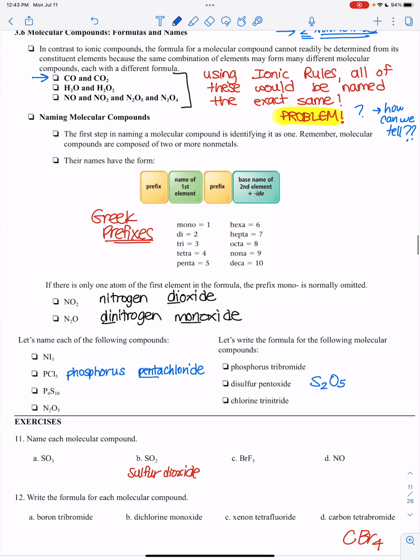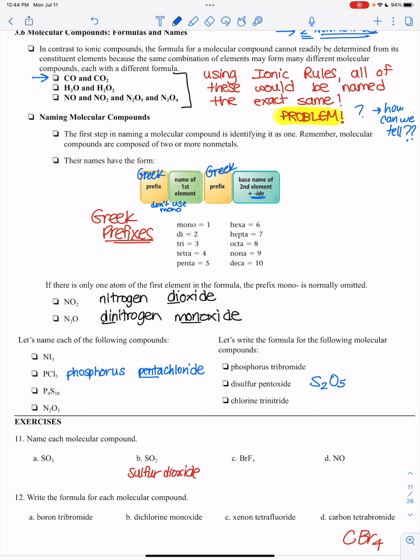So here's how we name, and then eventually we'll write formulas for molecular compounds. Since these molecular compounds can combine in multiple ratios, we're going to use something called Greek prefixes. So we would have a Greek prefix, then the name of the first element, and then another Greek prefix, and then the base name of the second element ending in IDE. So it still has that same IDE ending for the second element, but now we're adding in Greek prefixes. The only note about the first element is we don't use mono on the first element.